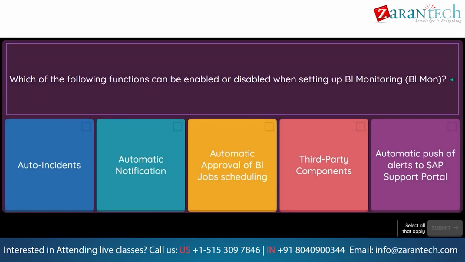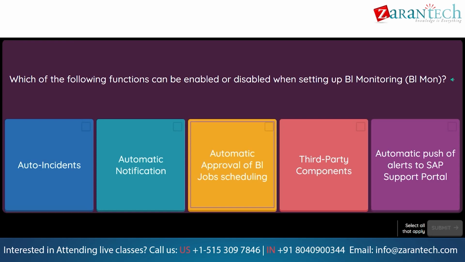Question: which of the following functions can be enabled or disabled when setting up BI monitoring, BI-Mon? Option 1, auto incidents. Option 2, automatic notification. Option 3, automatic approval of BI job scheduling. Option 4, third-party components. Option 5, automatic push of alerts to SAP support portal.